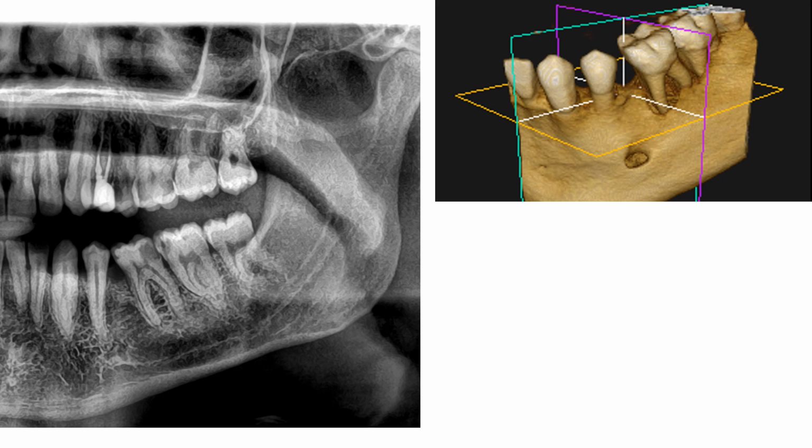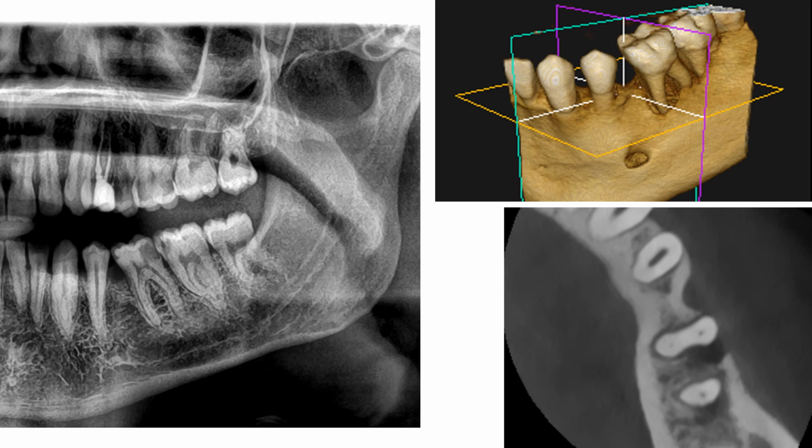But when we take a CBCT, you can see the destruction in the bone buccally. It included even the bifurcation area, and in the axial view you can see it very clearly here. So this picture is not like this picture.